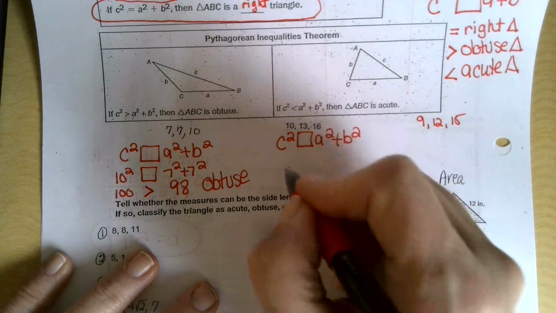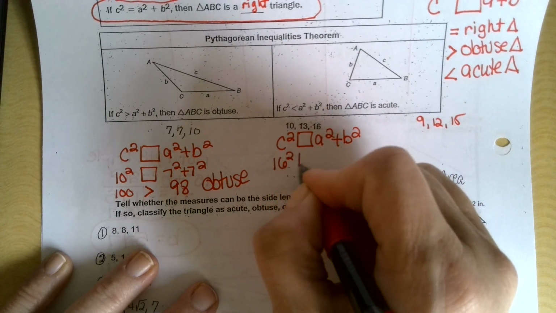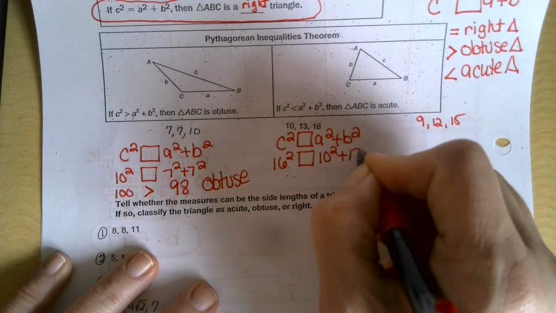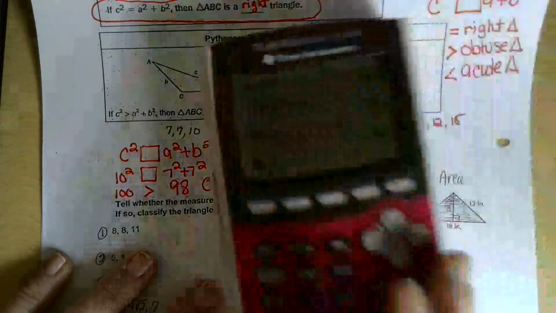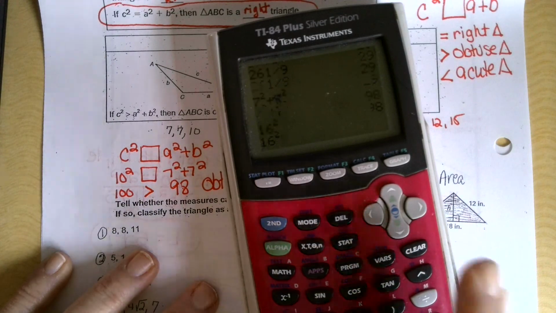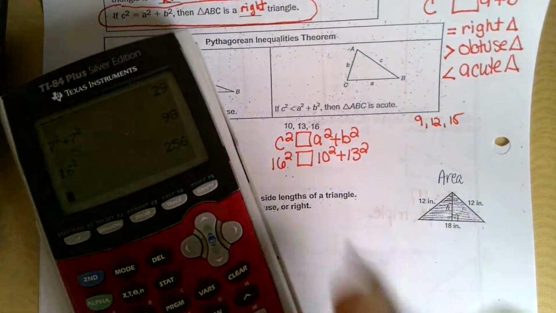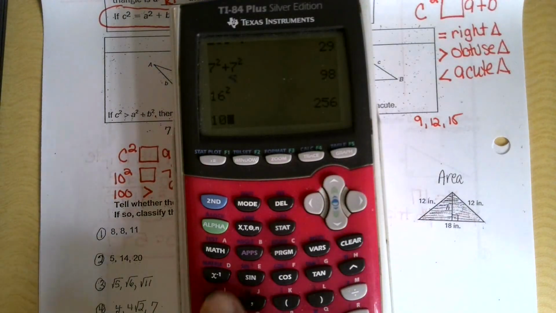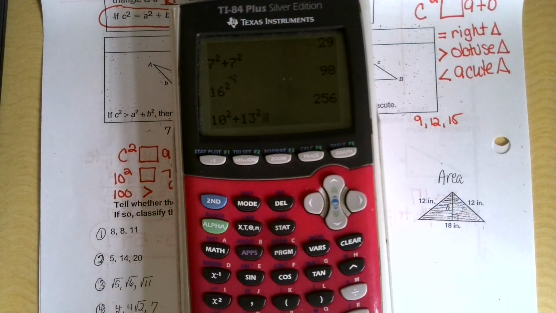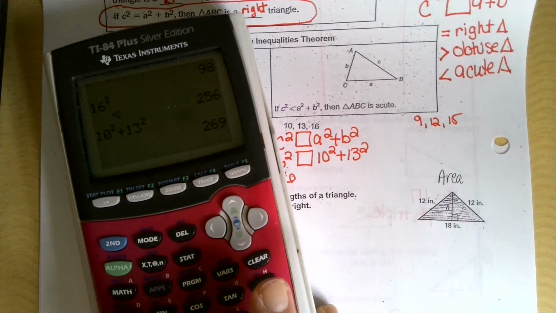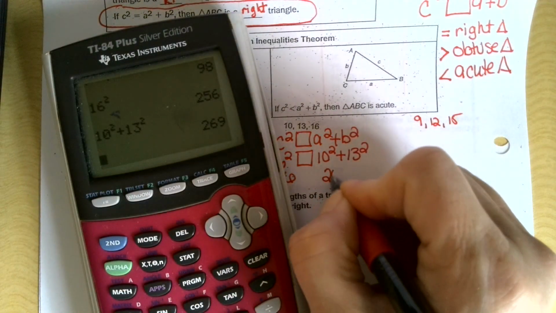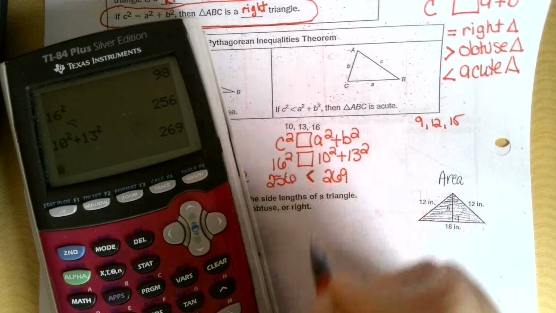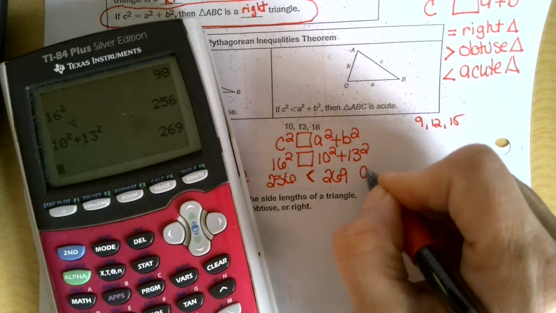So the 16 is my C. A and B, it doesn't matter which is which. 16 squared is 256. 10 squared plus 13 squared is 269. And then you can see that 256 is smaller than 269, so this is acute.